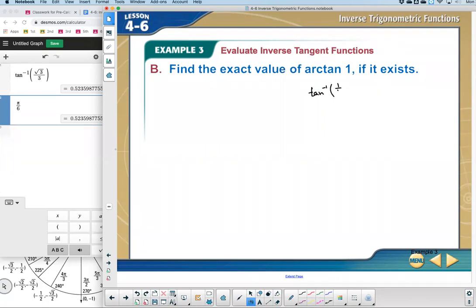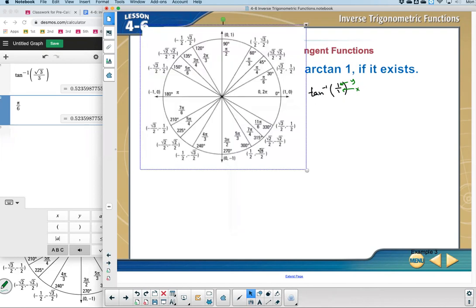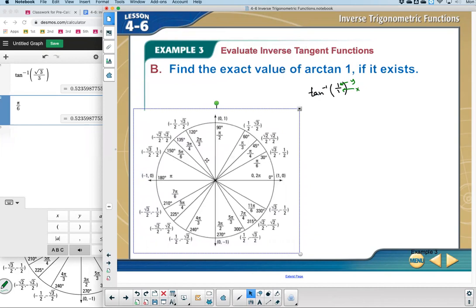Well, 1 is the same thing as 1 divided by 1. So we say, all right, great, I just need to find where y is 1 and x is 1 also. And as soon as we say great, we run into a problem, because this is a unit circle, which means the radius all the way around is 1 in length. So you cannot have an x value and a y value being 1 at the same time.